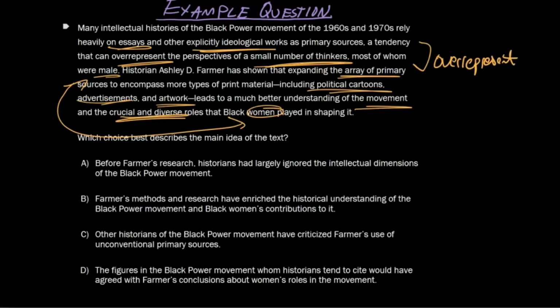Okay, expanding the array. We've got a list here. This is kind of like a transition word. Okay, and let's take a look at the answers here. So we're looking for a main idea.